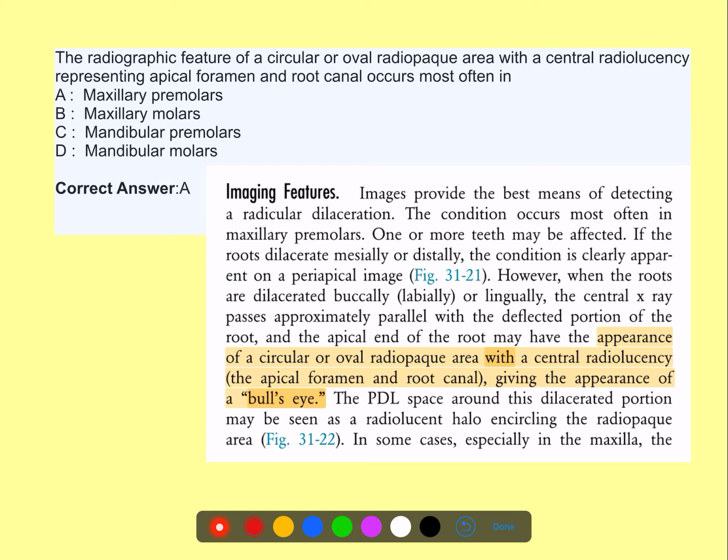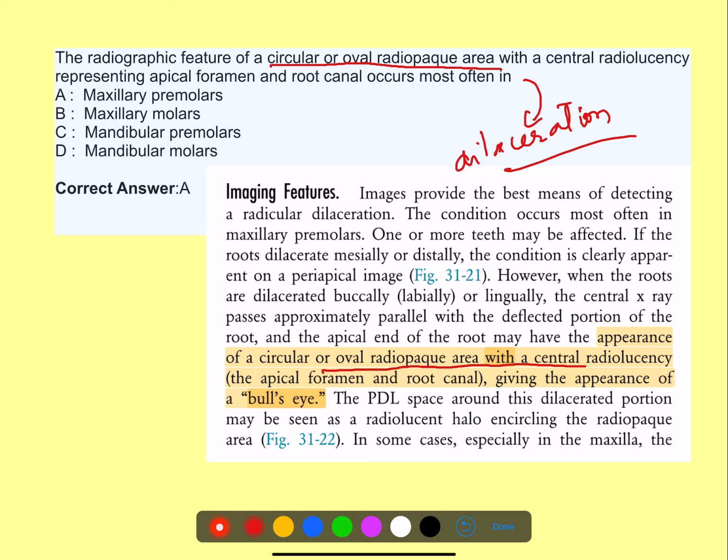The radiographic feature of a circular or oval radiopaque area with central radiolucency representing an apical foramen and root canal occurs most often in which condition? This radiographic feature is for dilaceration. If there is a dilaceration on radiograph, you can see this type of radiographic appearance, and this appearance is called bullseye. This appearance is seen in dilaceration, which most frequently occurs in maxillary premolars.